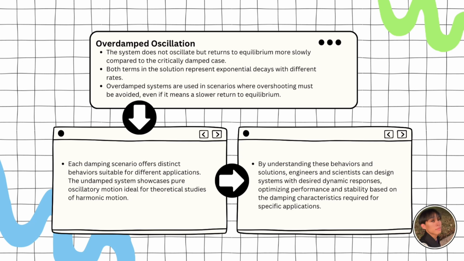For overdamped oscillations, the system does not oscillate but returns to equilibrium more slowly compared to the critically damped case. Both terms in the solution represent exponential decays with different rates. Overdamped systems are used in scenarios where overshooting must be avoided, even if it means a slower return to equilibrium. So, each damping scenario offers distinct behavior suitable for different applications. The undamped system showcases pure oscillatory motion, ideal for theoretical studies of harmonic motion. By understanding this behavior and the solutions, engineers and scientists can design systems with desired dynamic responses, optimizing performance and stability based on the damping characteristics required for specific applications.